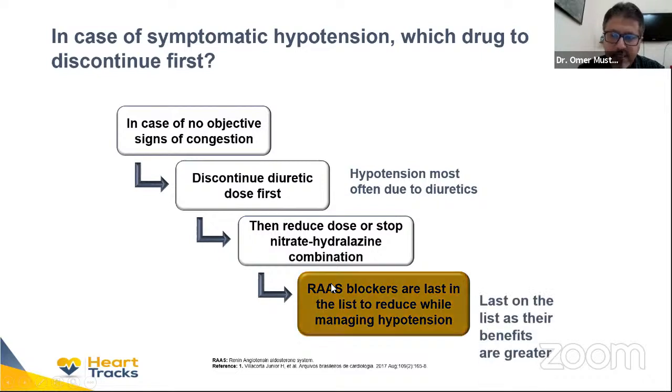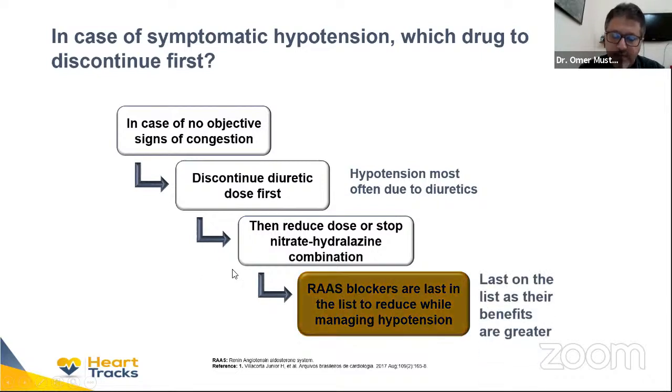And RAAS blockers are the last block, like ARBs and ACE inhibitors or sacubitril/valsartan. They are all last in the list to be stopped because they have the maximum benefit. So this is the order we should change.